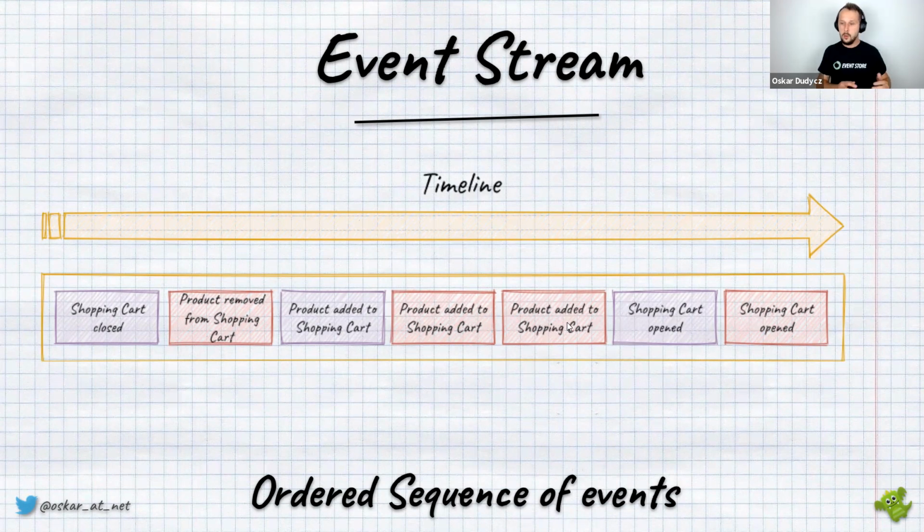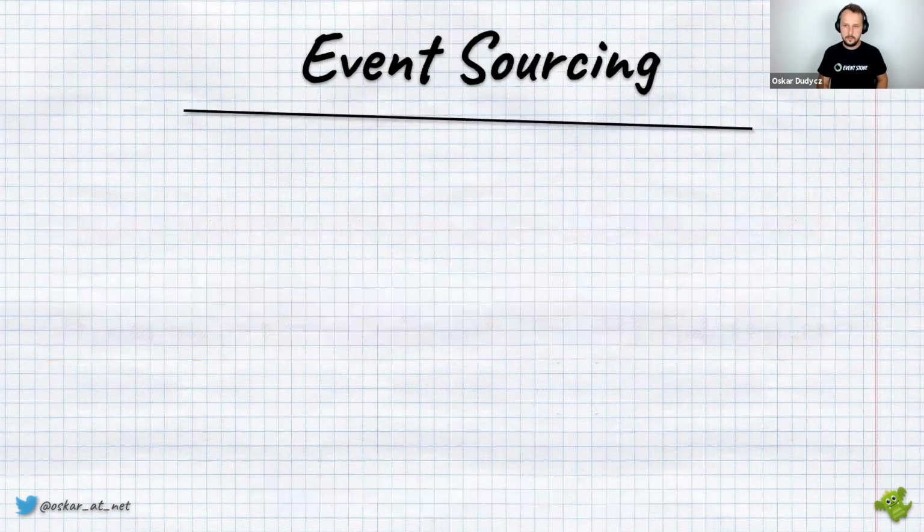So we not only know the order of the specific events that happen for the specific record, but we can also get the global history of our operation in our system. So that's kind of cool.